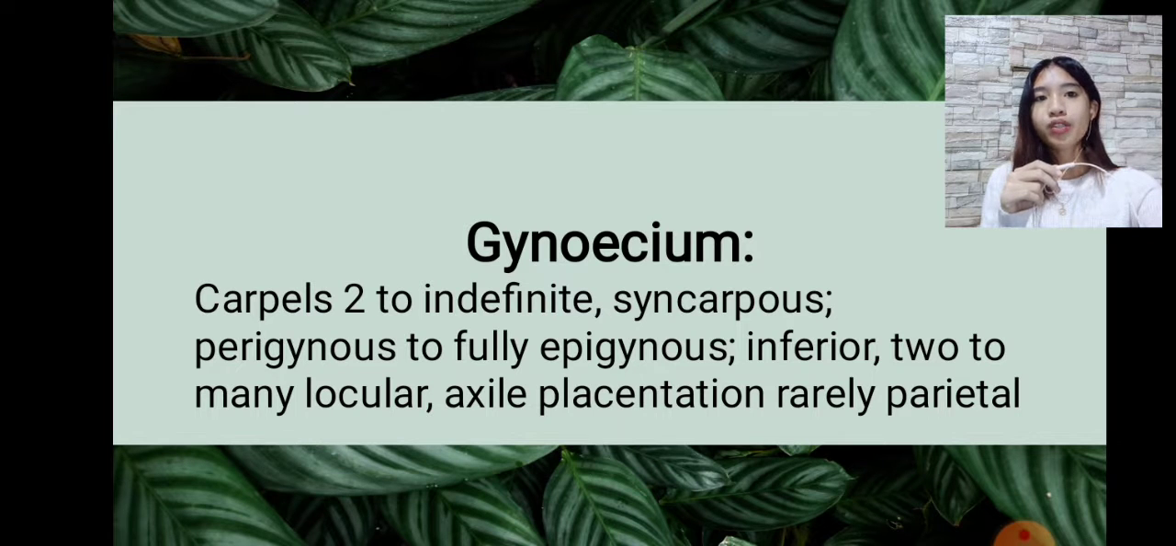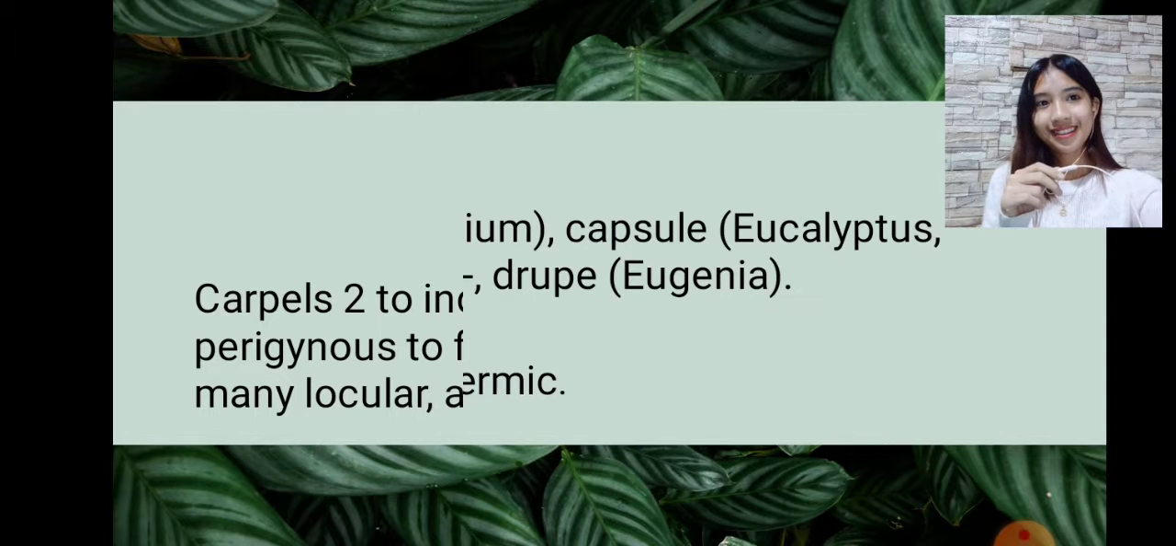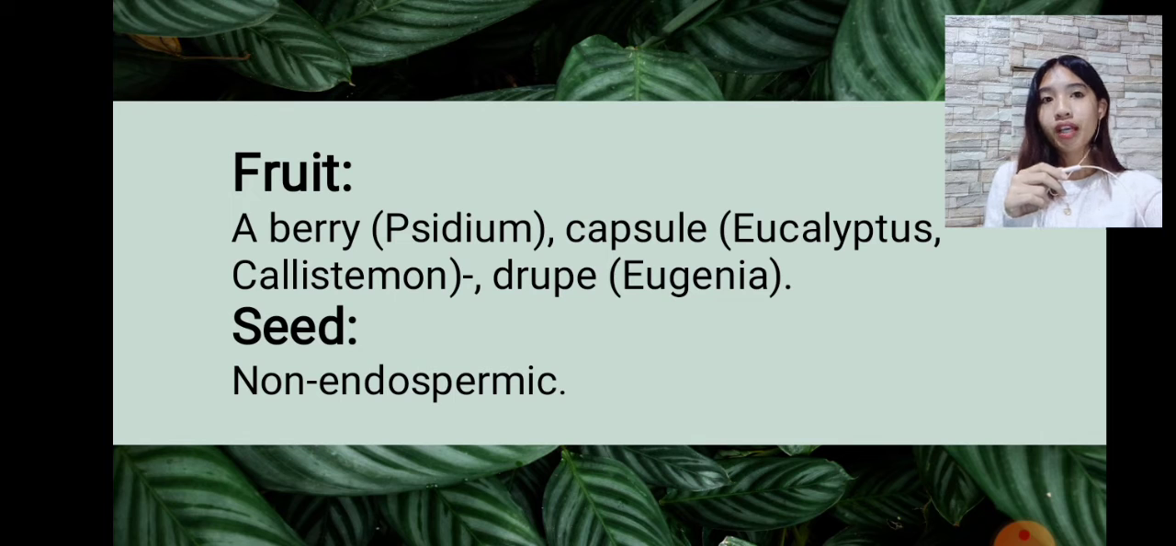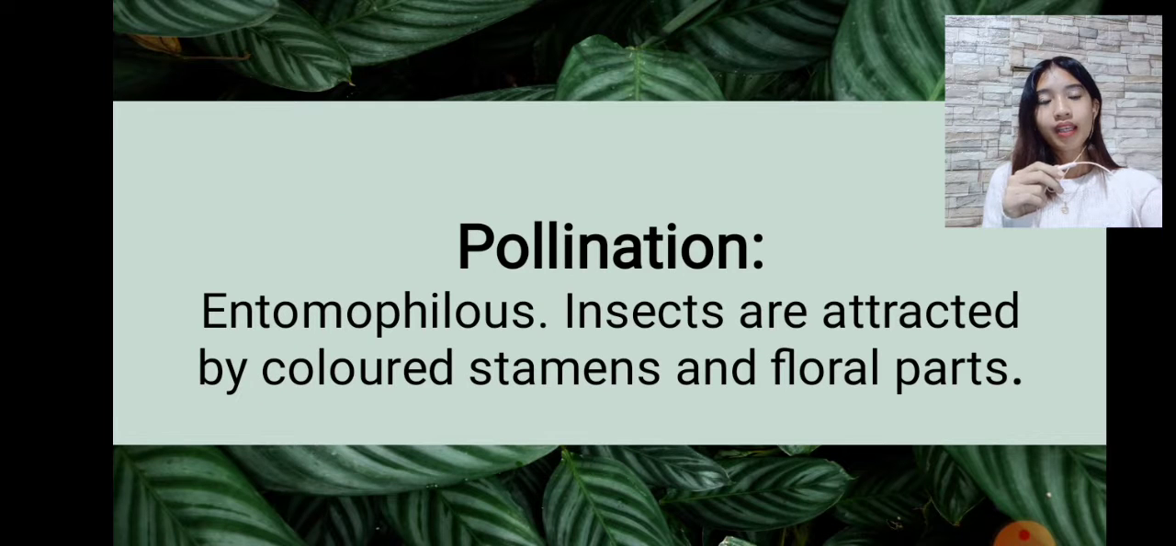Syncarpous, perigynous to fully epigynous, inferior, 2 to many locular, and axile placentation, rarely parietal. The fruit is berry. Then it has capsule for the eucalyptus and Callistemon. The seed is non-endospermic. The pollination is entomophilous, insects are attracted by colored stamens and floral parts.